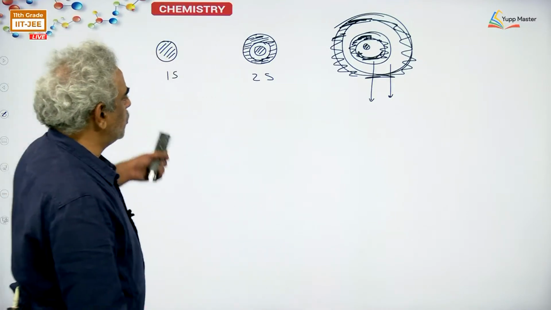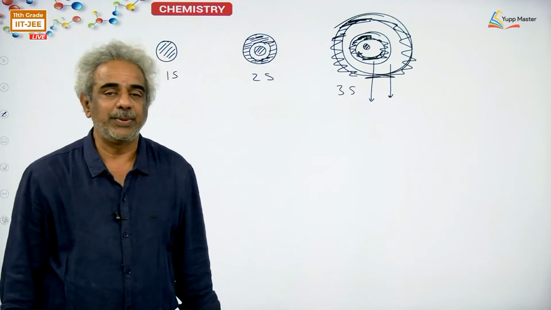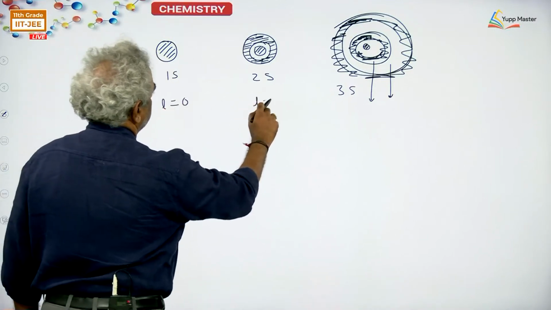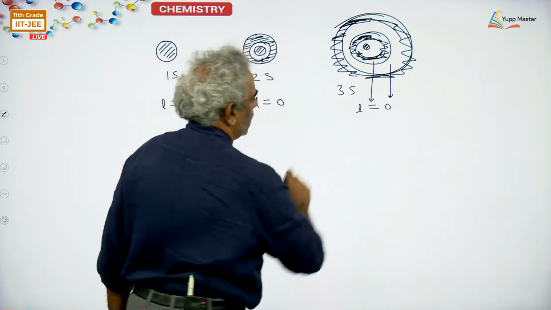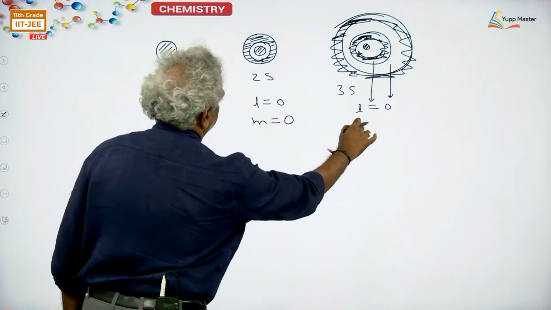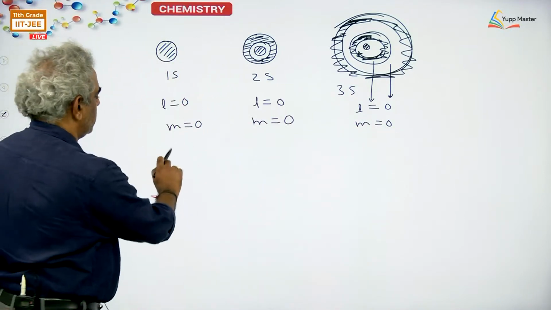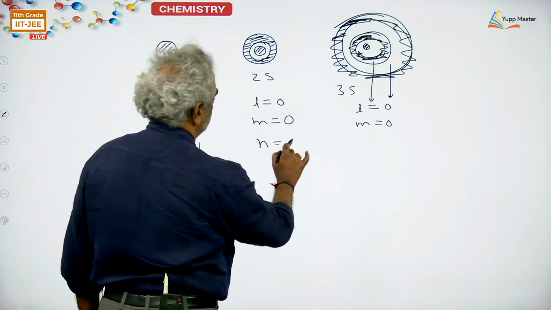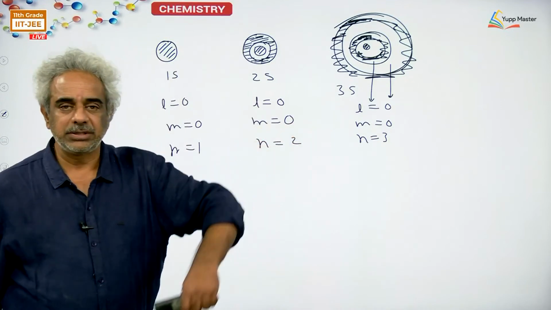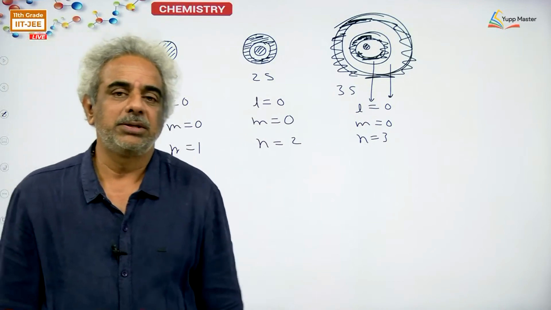What did you observe? When you move from 1s to 2s to 3s, all are spherical. And what are their L values? L is 0, L is 0, L is 0. What are their M values? M is 0, M is 0, M is 0. But where do they differ? They differ in N. N is 1, N is 2, N is 3. As N increases, the energy increases. 3s orbital has greater energy than 2s than 1s.